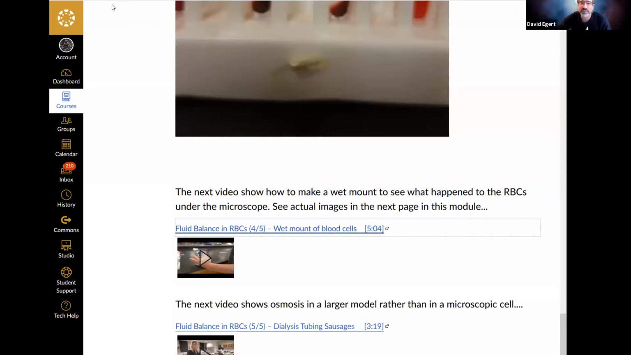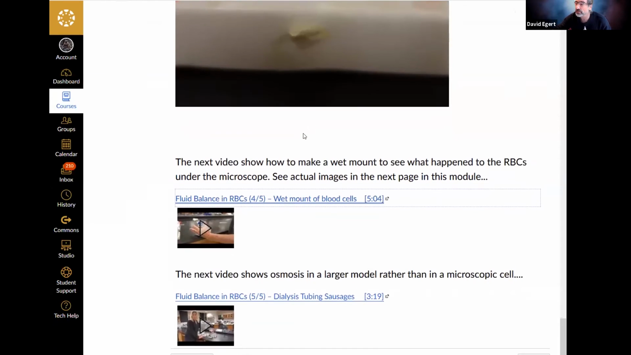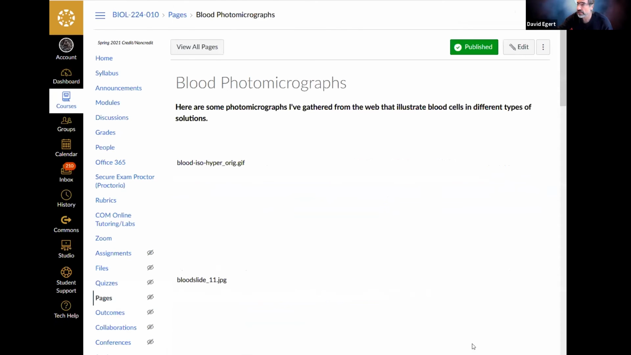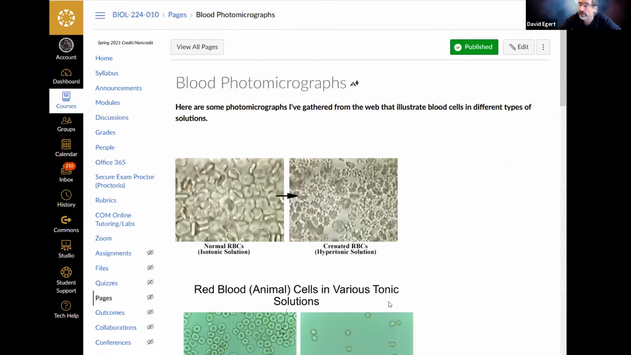Whatever. All right, here we go. If you go to the next page in this module, I have some photo micrographs of what you would actually see. So like in your lab write-up, I would say it's not a bad idea to maybe print some of this out and paste it in there so you have a sense of what they look like.